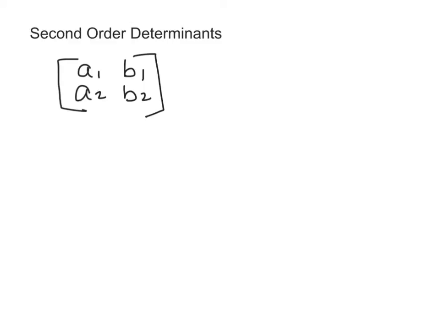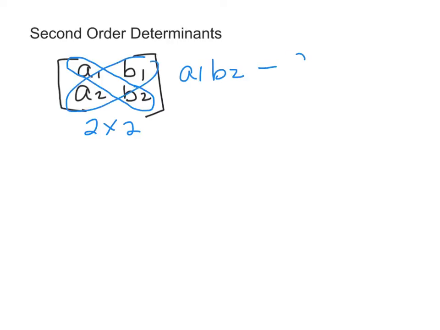Remember in the first video when we were solving for second order determinants, we created a 2x2 matrix, and then what we wanted to do to solve for the determinant is find the product of the diagonals. So A1 times B2 and A2B1. Find the products of those diagonals and subtract them to solve for our determinant.